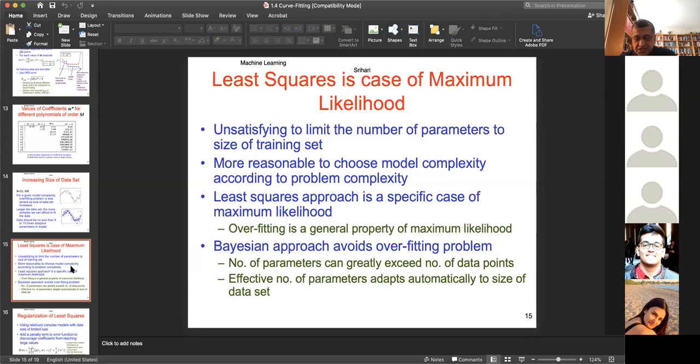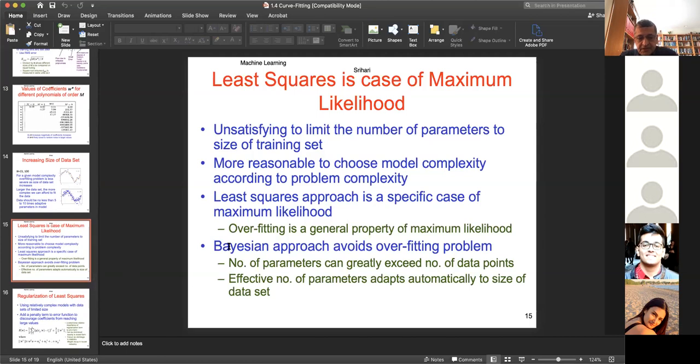I think this was a question I brought up in the first week of class, that the so-called loss functions end up being sum of squared error. And why is that? Because of the maximum likelihood principle. Anyway, that's being repeated here. We call the least squares approach a specific case of maximum likelihood. And overfitting is a general property of maximum likelihood solutions. In maximum likelihood solutions, where we're using sum of squared errors, we saw that an overfitting problem can arise.